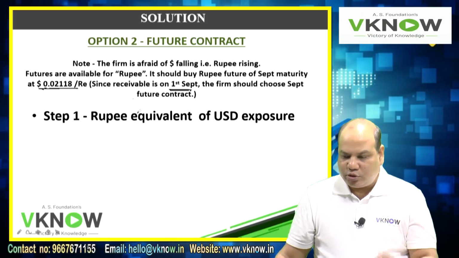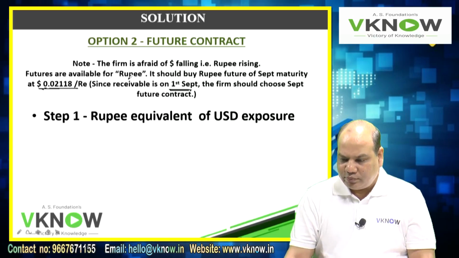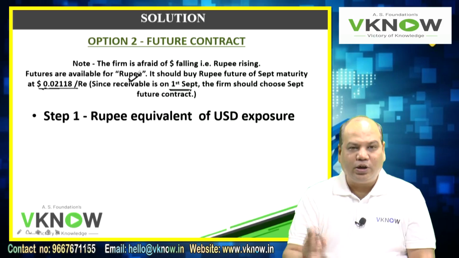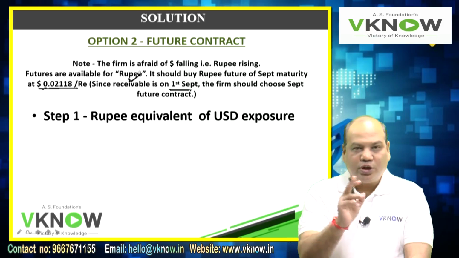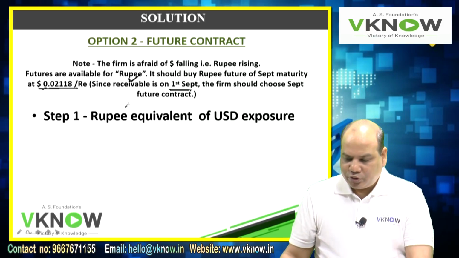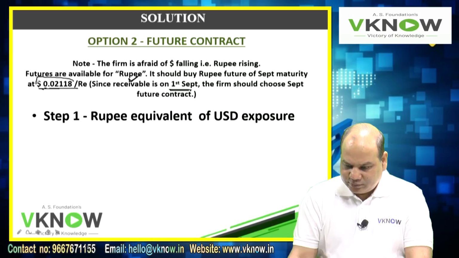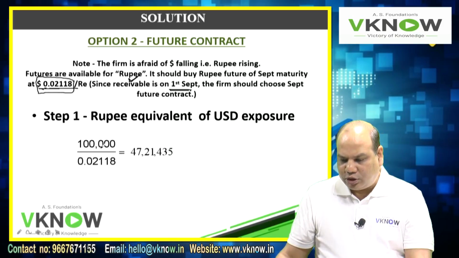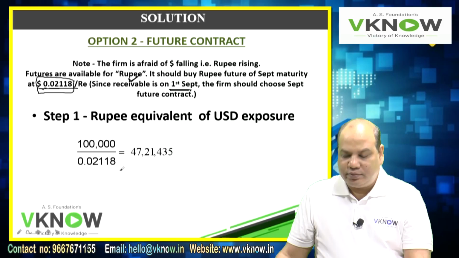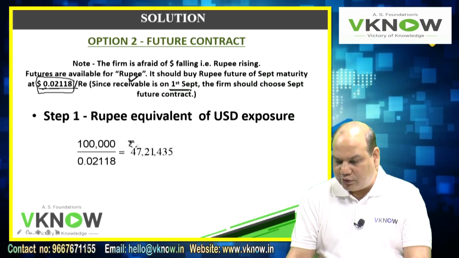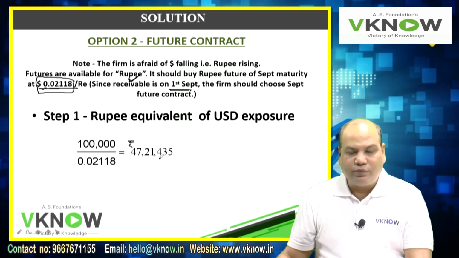First, because the future is available on rupee and the lot size is given in rupee, I need to find out the rupee equivalent of the dollar exposure. So step number 1, rupee equivalent of USD exposure, and for that you will apply the future contracted rate. $1 lakh divided by 0.02118 is equal to rupees 47,21,435.